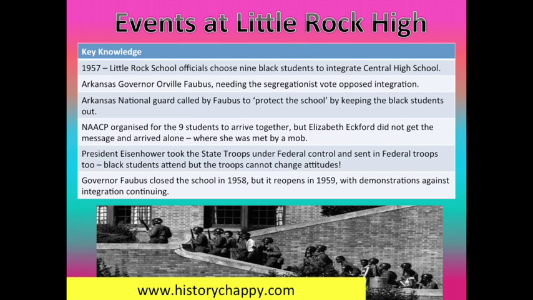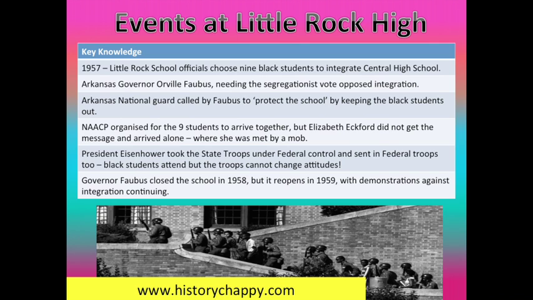However, this was a clash between federal and state authority. Federal authority under President Eisenhower eventually won the day. He used national troopers, the paratroopers to be precise, to get the black students in and to protect them while they attended.